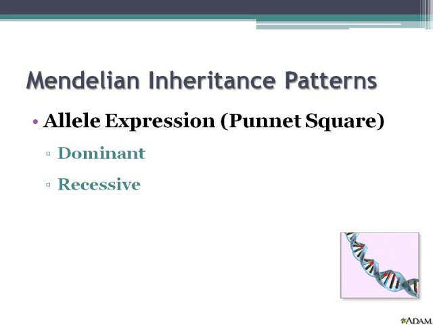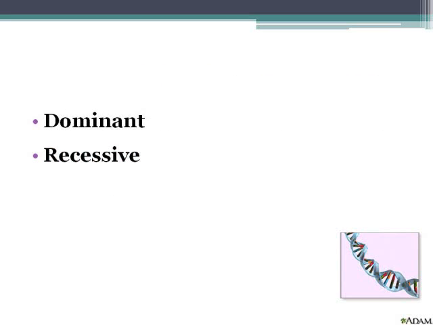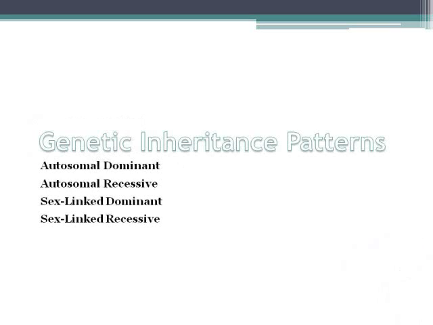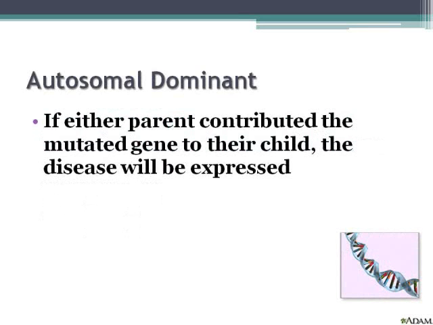Allele expression. Think back to the Punnett square discussion we had in an earlier class. There's dominant and recessive. Dominant genes are more likely to be expressed, and recessive genes are less likely to be expressed. Genetic inheritance patterns can be autosomal dominant, autosomal recessive, sex-linked dominant, and sex-linked recessive.